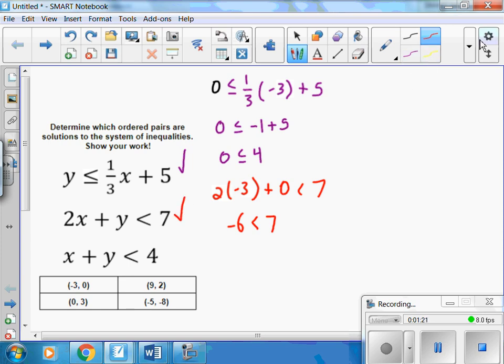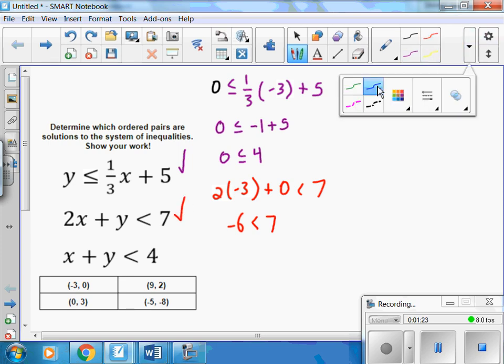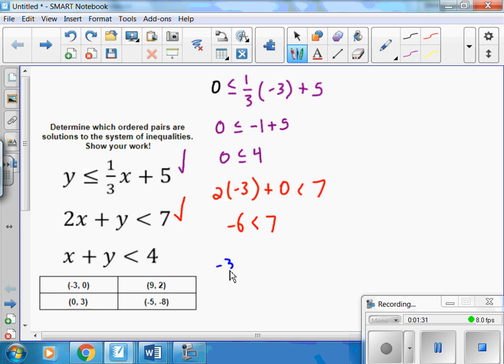Okay? And then we're going to finish up with this last inequality. Plug in -3 in for x plus y, which is 0. And is that less than 4? Well, -3 plus 0 is -3. That is less than 4, so it works for this. Therefore, (-3, 0) is a solution to the system.